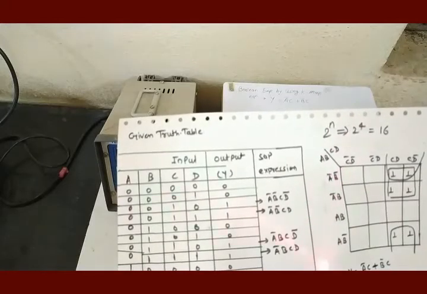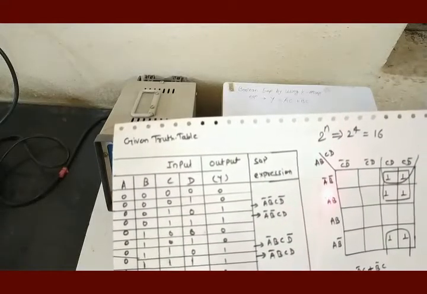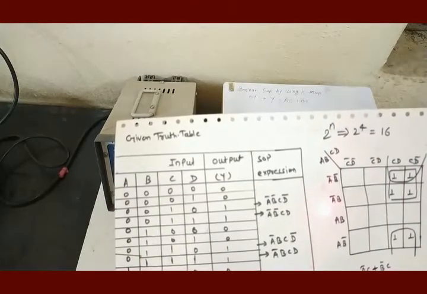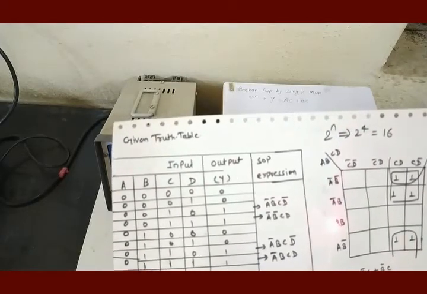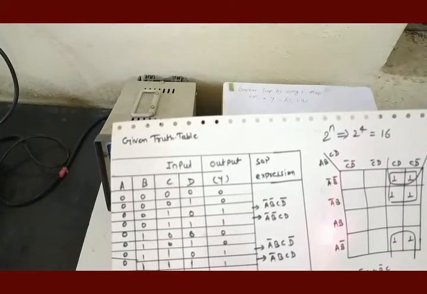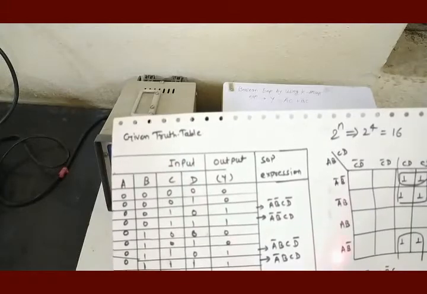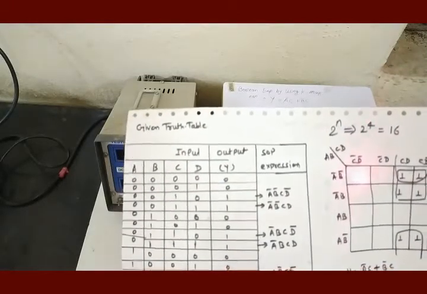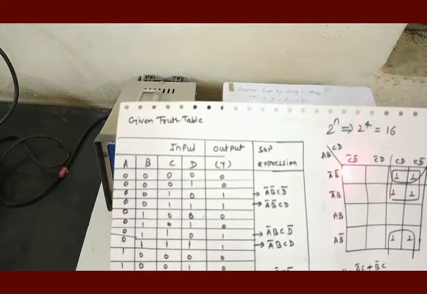Let us go row wise. What have we written here? A bar, B bar, or simply A bar B bar. For the second row, we have written A bar and B, or simply A bar B. For the third row, we have written A and B, or simply AB. And for the fourth row, we have written A and B bar, or simply A B bar. Now, you have to number the cells. What should be the number of this cell?